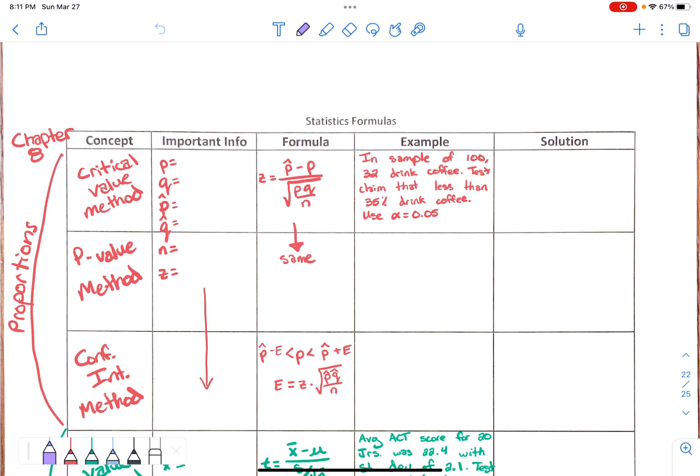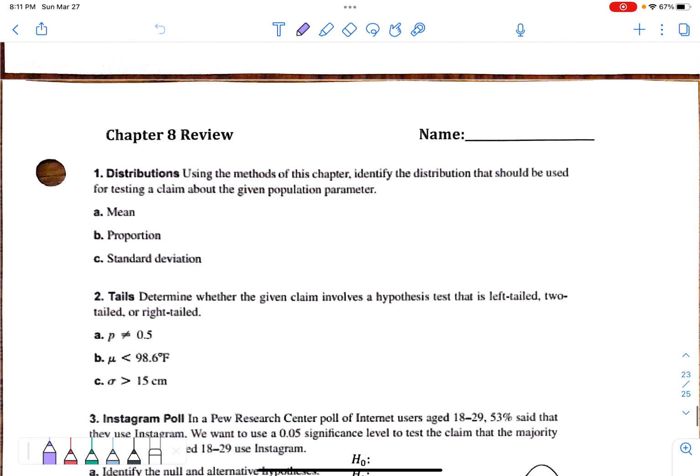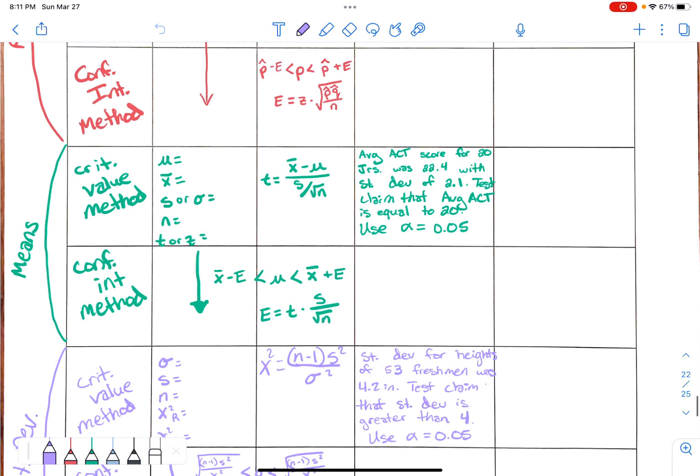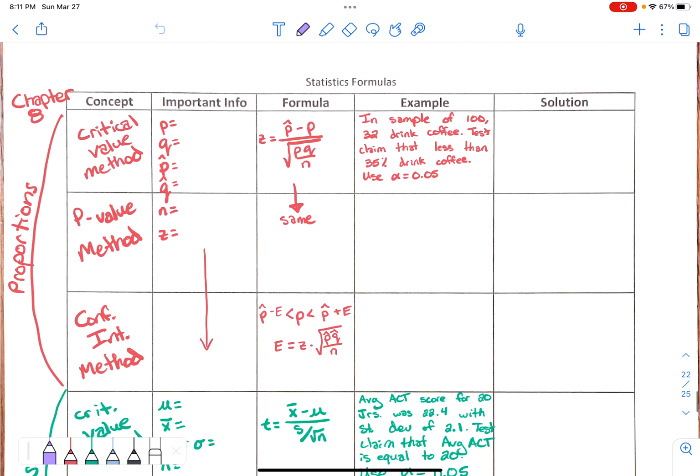You should grab that from her, and then you should also have a chapter 8 review. So we're going to go through and fill out the yellow sheet, and then I'm going to give you just a couple problems on the review to do for tomorrow. And we'll go with that.